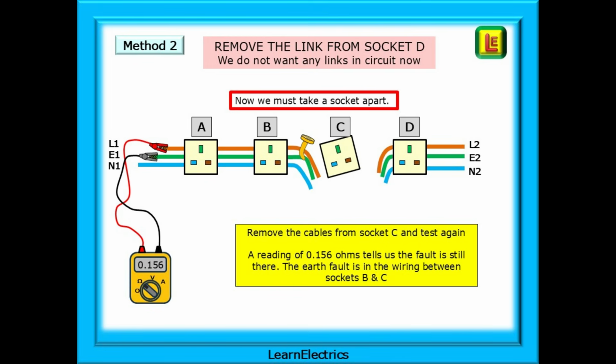Now we must remove cables from the sockets for the next part. Start by removing the cables from socket C and test again. A reading of 0.156 ohms tells us that the fault is still there. The earth fault is in the wiring between sockets B and C.